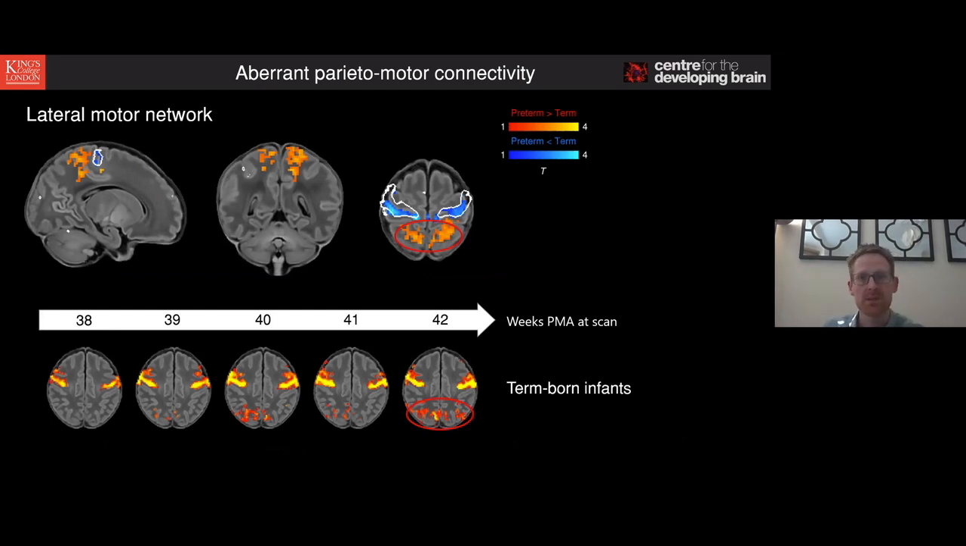This is a region which becomes increasingly connected in the lateral motor network at older ages in the term-born infants. So this seems to represent abnormally accelerated development of parietal connectivity within this network in preterm infants. The superior parietal lobule integrates visual and somatosensory inputs to encode limb configuration and position in the immediate environment.